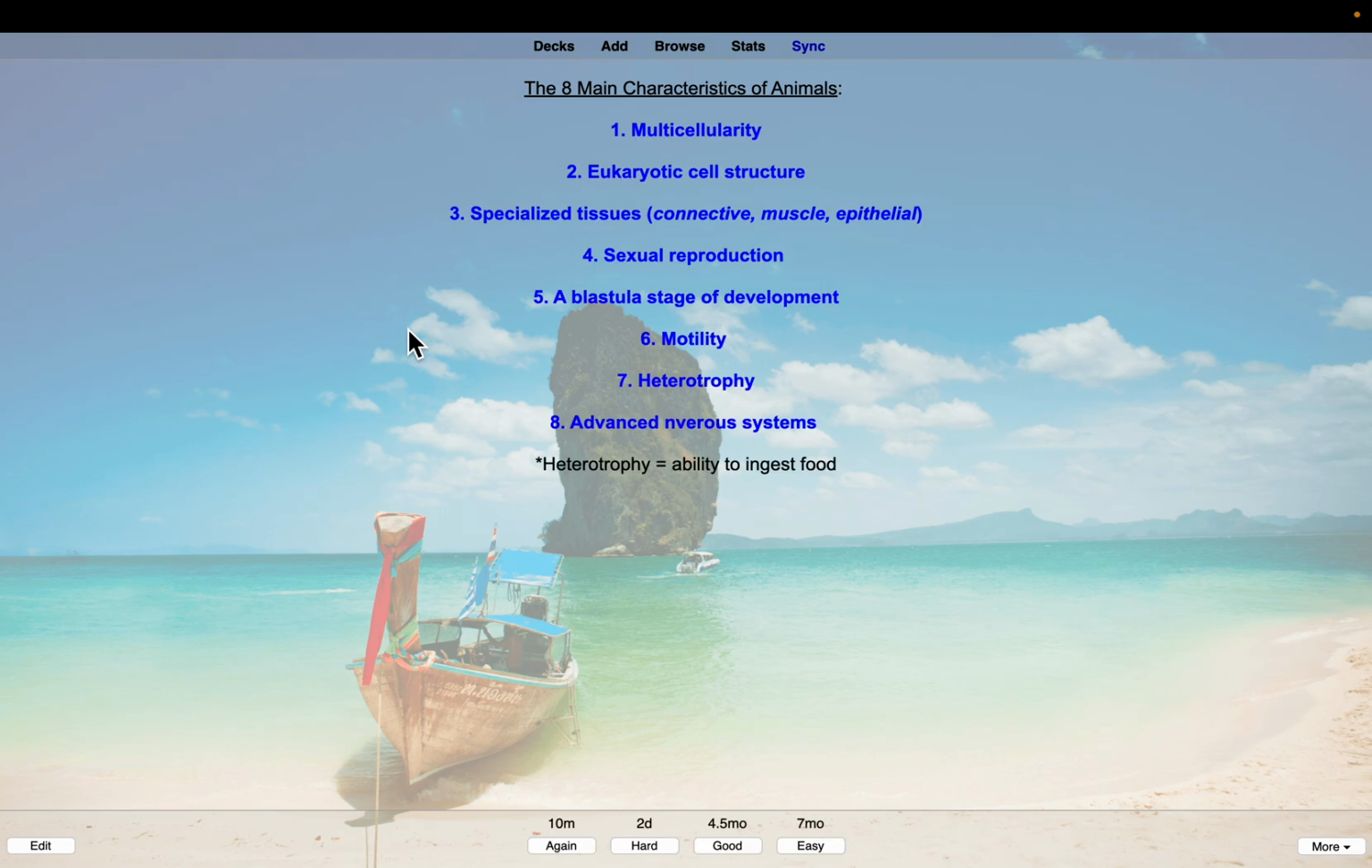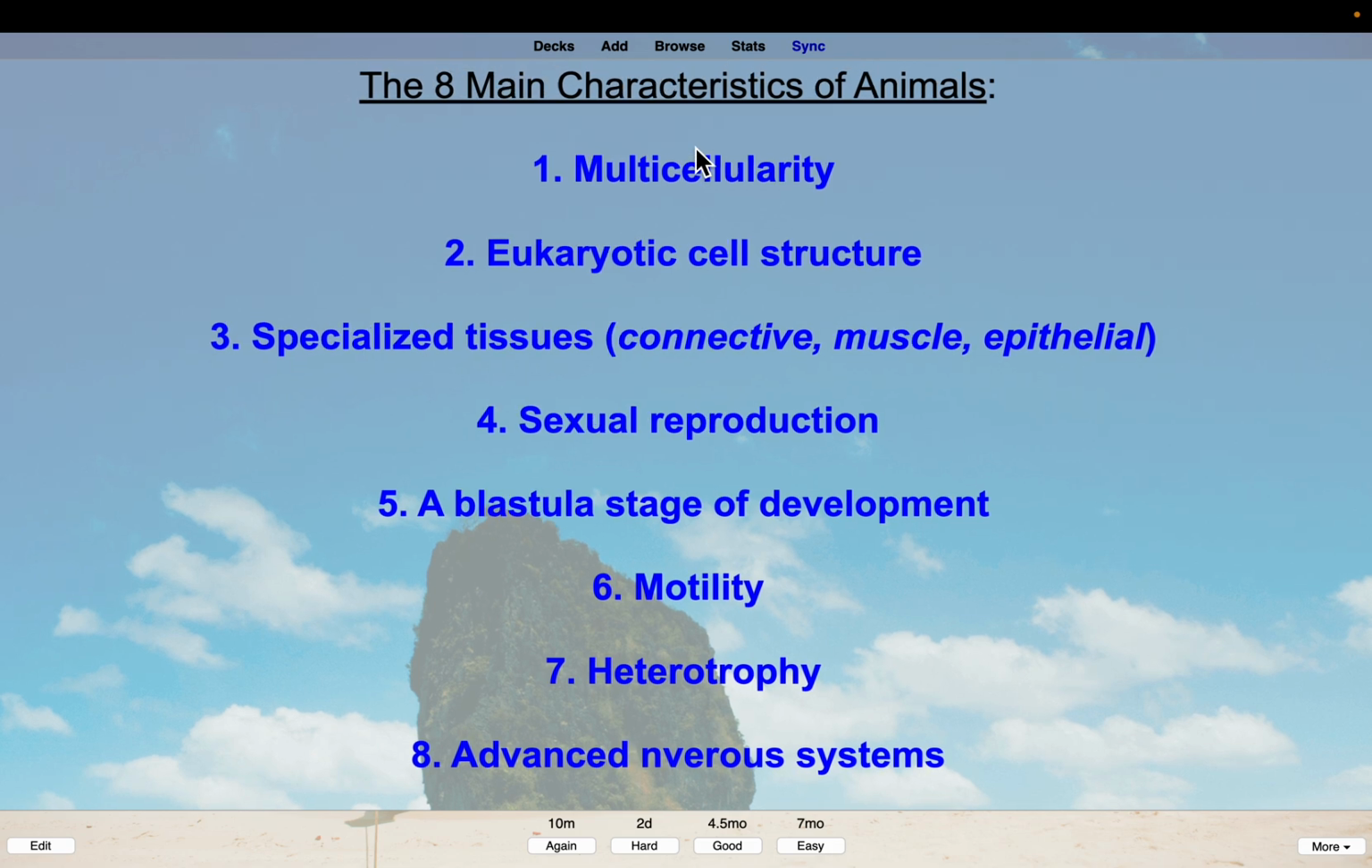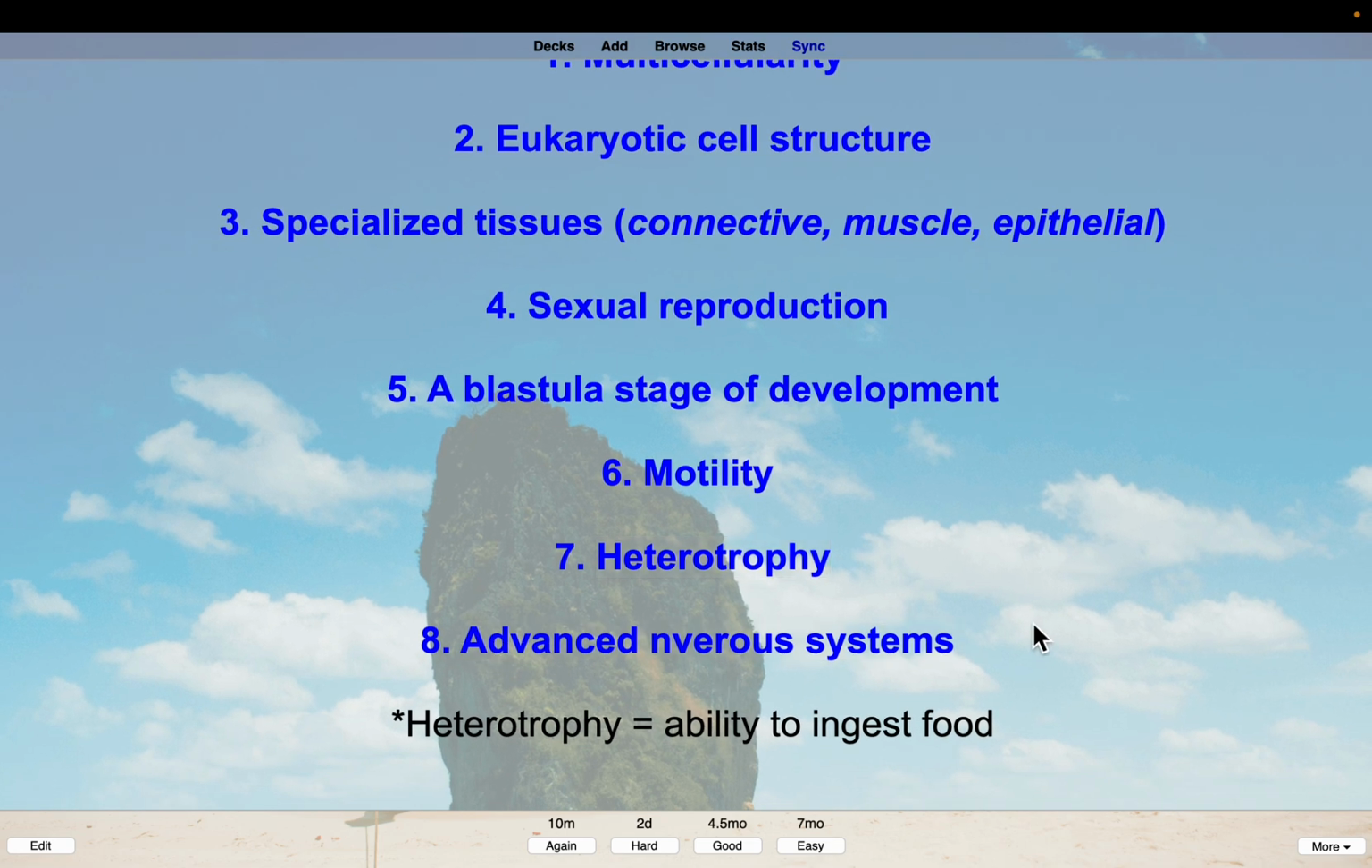Okay, 8 main characteristics of animals. First, they are multicellular. Second, they have a eukaryotic cell structure. Third, they have specialized tissues, connective, muscle, or epithelial, or maybe all of them. They are able to reproduce sexually, and at one point in their stage of development, a particular stage is described to have a blastula. Number 6, motility or movement. Number 7, heterotrophy. Number 8, they have advanced nervous systems. And yeah, what is the meaning of heterotrophy? Ability to ingest food.